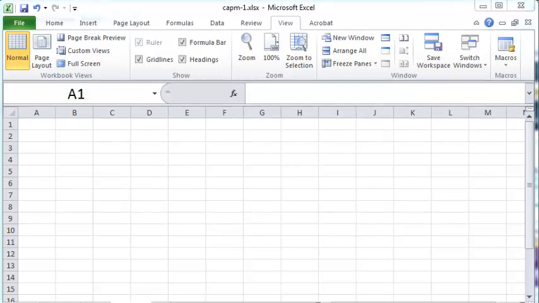Hello and welcome. In this screencast, we'll take a look at how to compute the beta for a given stock. The beta is a measure of the volatility of the stock relative to the stock market as a whole.